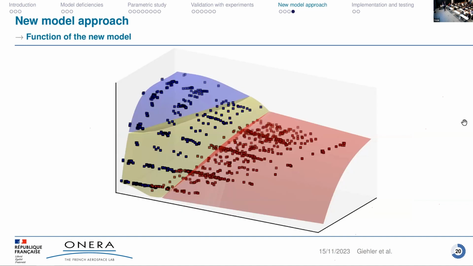And in 3D, this is how the bleed model looks like. The height is more or less the bleed mass flow rate, and you can see the bleed mass flow rate is higher in the subsonic region.